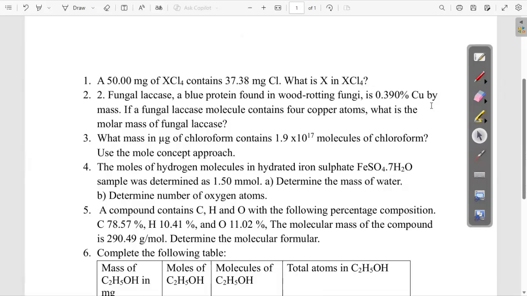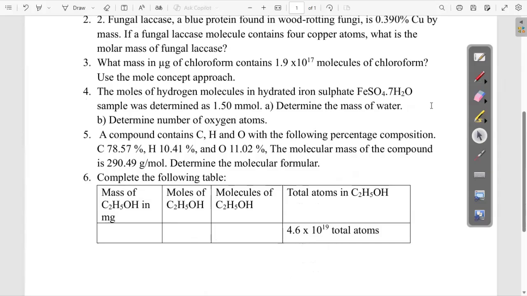And then we are also going to learn a new approach of how to convert the number of particles, be it the atoms or the molecules, into mass. We're going to convert them into mass by using a new approach that we are calling the mole concept approach. Remember, in the previous tutorial sheets, we looked at the atomic mass unit approach, but now we're going to learn how to do the mole concept approach.